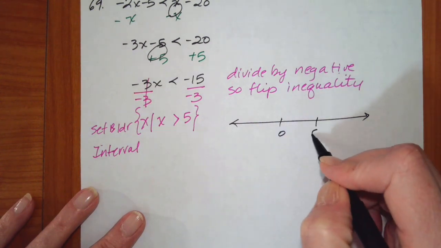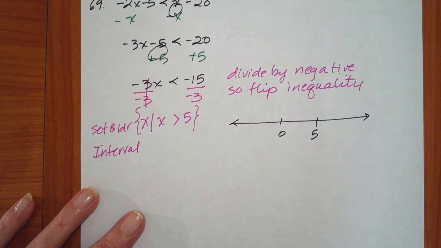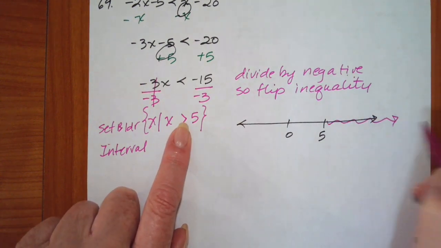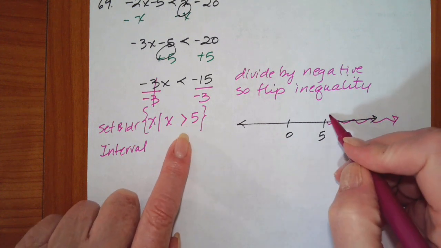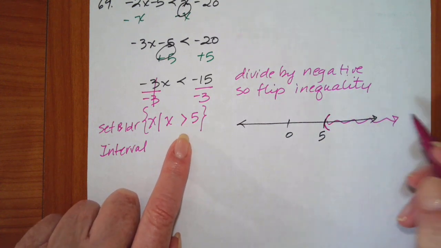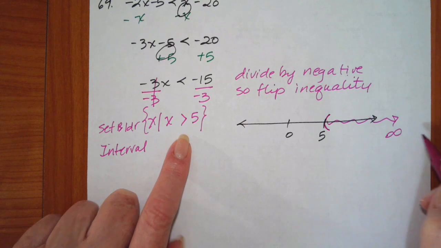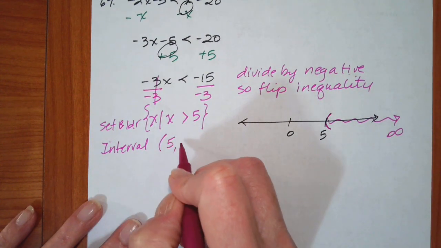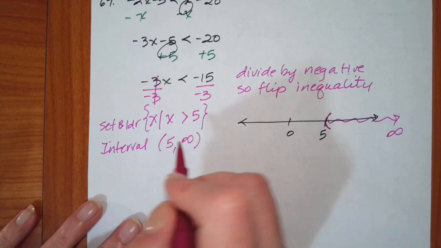So here we have a boundary point at 5. We know everything greater than 5 is to the right. It does not include the 5, so it's a parentheses, and we know this goes on to infinity. So in interval notation, it goes from 5 to infinity.